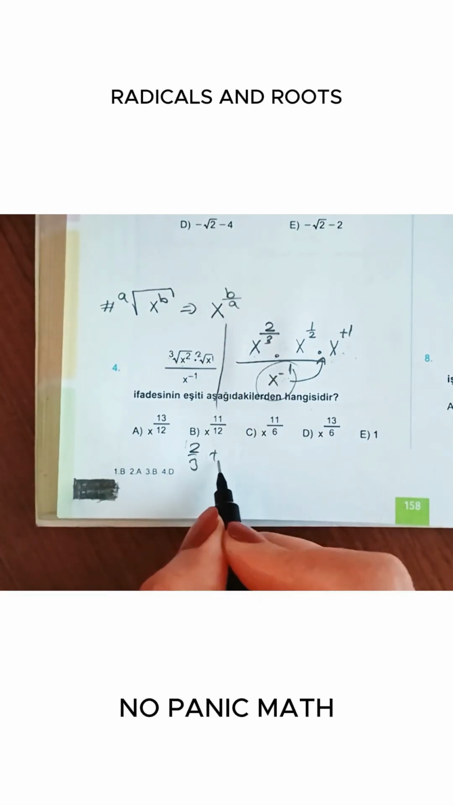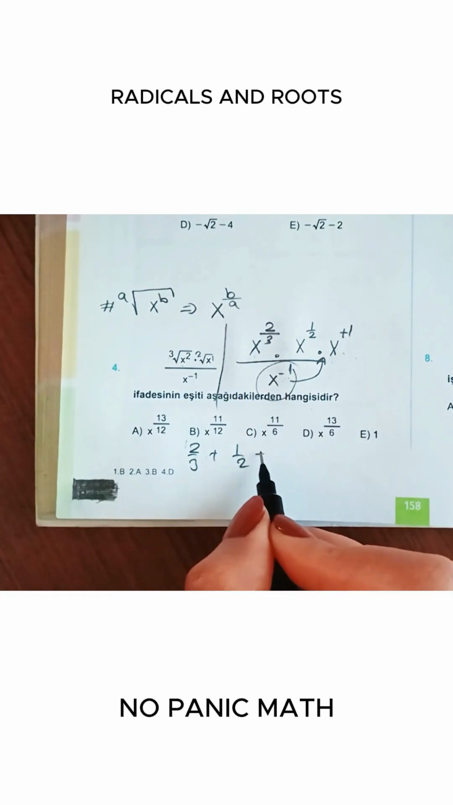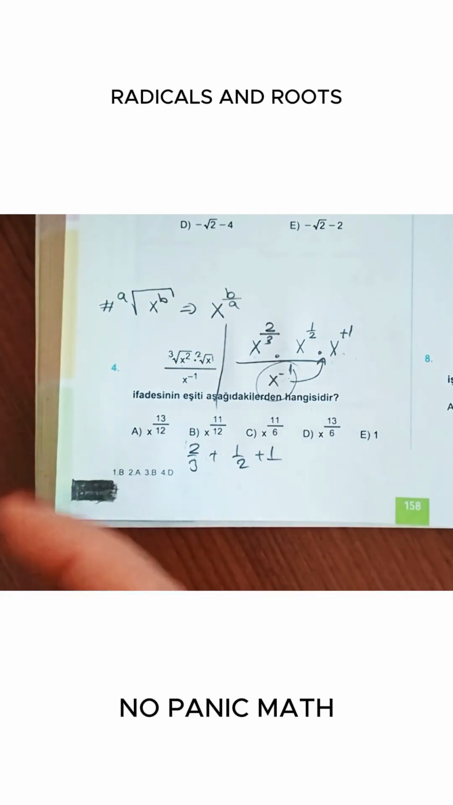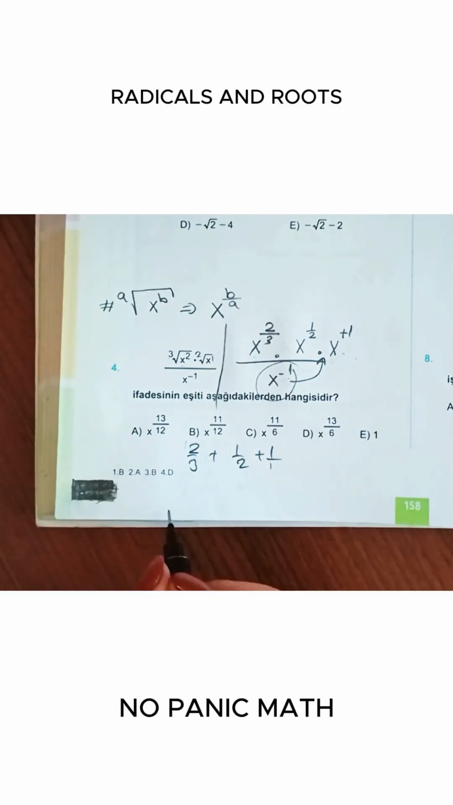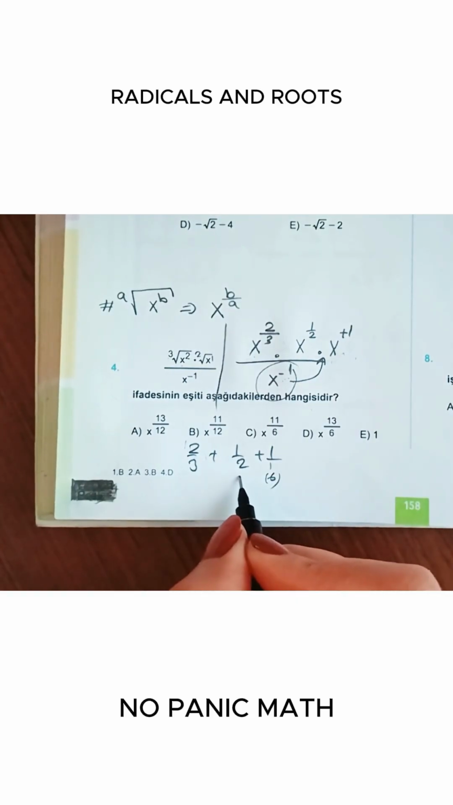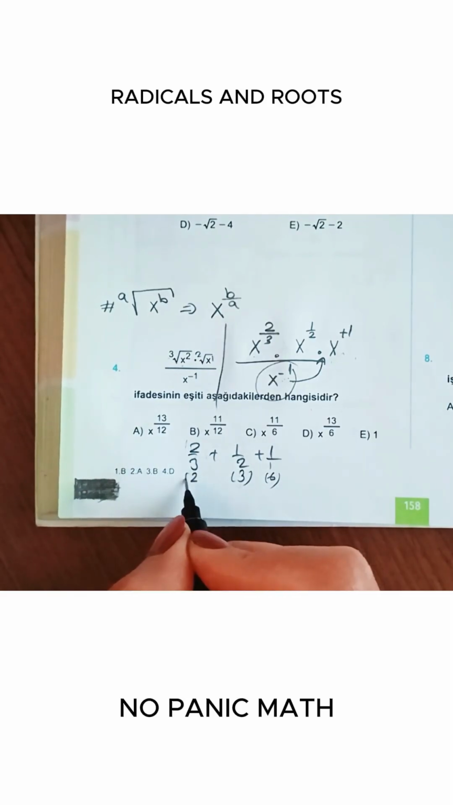Now, 2 over 3 plus 1 over 2. Here, we're going to find a common denominator as well. Guys, let's call this 1. You can expand all of them to the nearest 6. So let's multiply this by 3, and this one by 2.